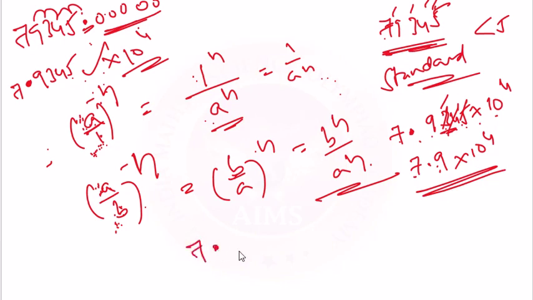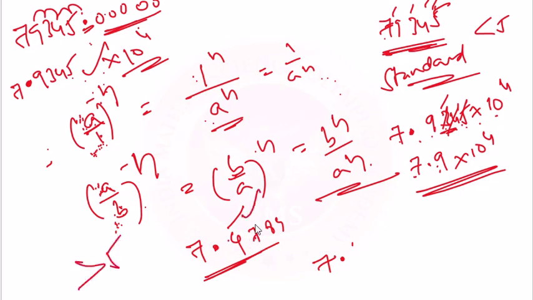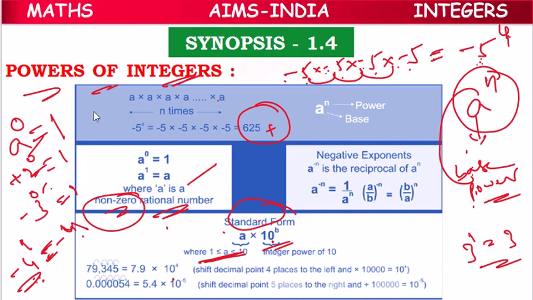Otherwise, if we have 7.4789, we can reduce it to one decimal place, like 7 point. Here we have 4. Second decimal is 7, which is greater than 5. We can strike it off and add 1 to it. 7.5. Like that we can reduce it to one decimal place. Means if we have negative exponents also, we can write in terms of positive exponents.